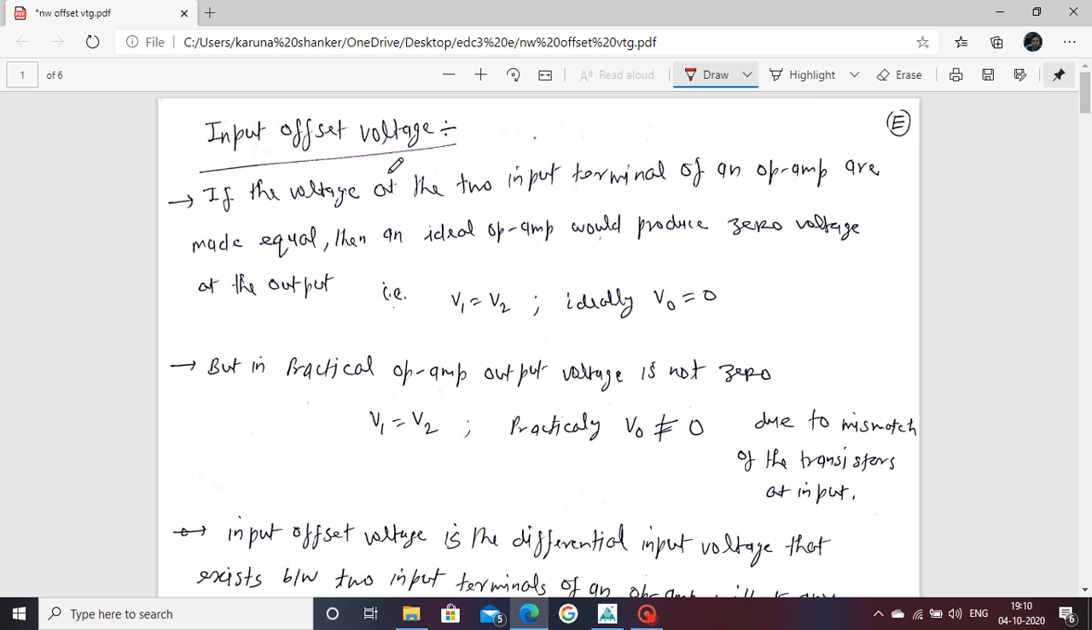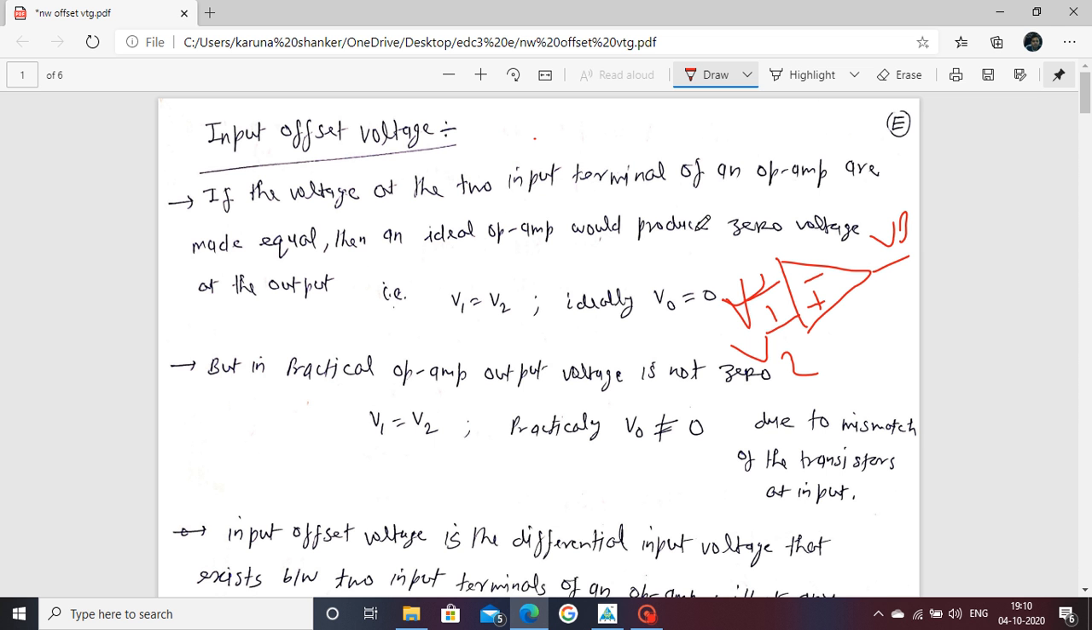Now, how is input offset voltage defined? When we consider an op-amp as an ideal op-amp, it means the input impedance is infinite and the output impedance is 0, along with such properties of an ideal op-amp. There are two terminals in an op-amp, one negative and one positive. These are the input terminals, and this is the output terminal. Suppose this is V1 and this is V2, so the inputs are V1 and V2, and the output is V0.